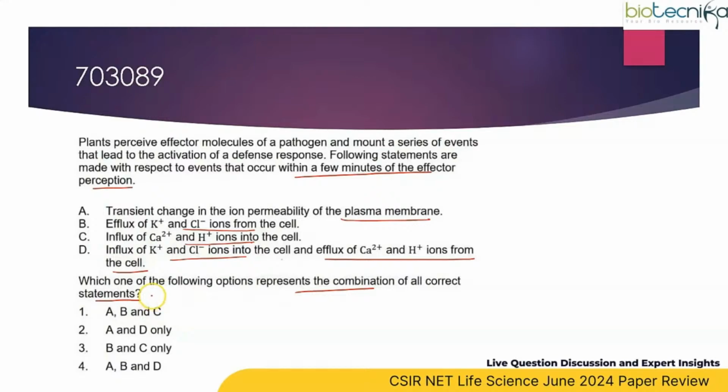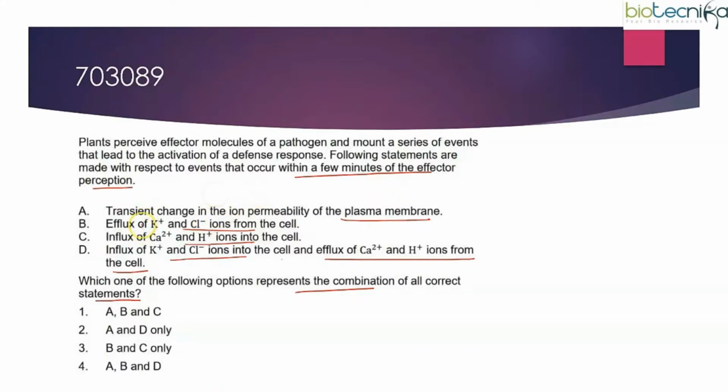Which one of the following options represents the combination of all correct statements? Now this question, because they have mentioned pathogen, I have considered it in unit 4, but it can be a part of unit 6 as well. But let us see how to solve this question, that is more important. 703089. Here it is talking about how the plant mounts a series of events that lead to activation of defense response. So how the defense occurs in the plants. Now for this question the right answer is option 1. So A, B and C it undergoes.